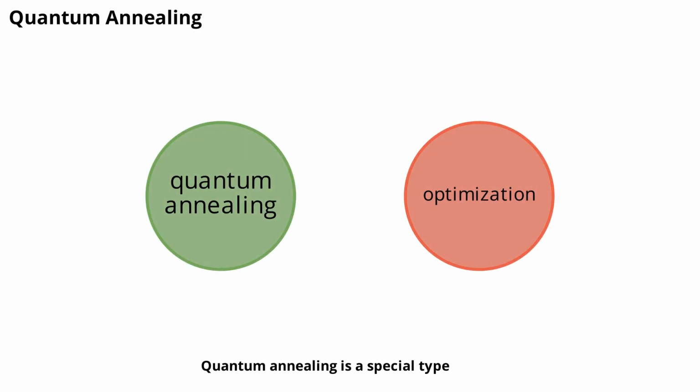Quantum annealing is a special type of quantum computing used for optimization problems. Companies like D-Wave have built machines that use this approach to find solutions to complex problems by exploiting quantum tunneling. While not as general purpose as gate-based quantum computers, quantum annealers are already being used in research and industry.